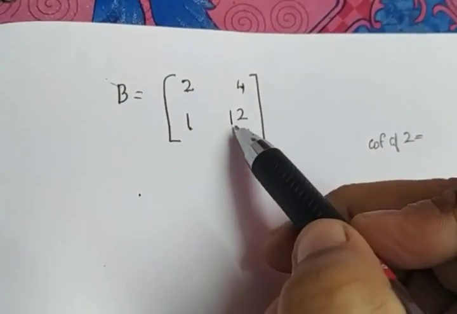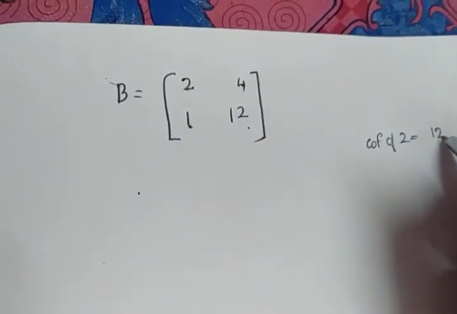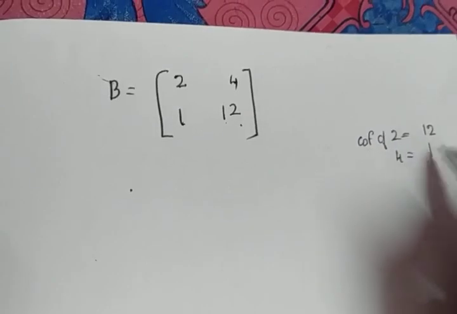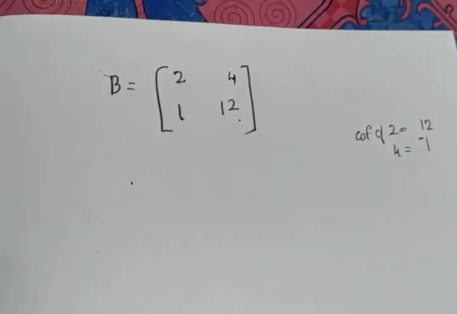Cofactor of 2 will be, leave the row and column, so the value is 12. Okay, the sign will be positive. Cofactor of 4 will be 1. By taking the sign, it will be negative 1.